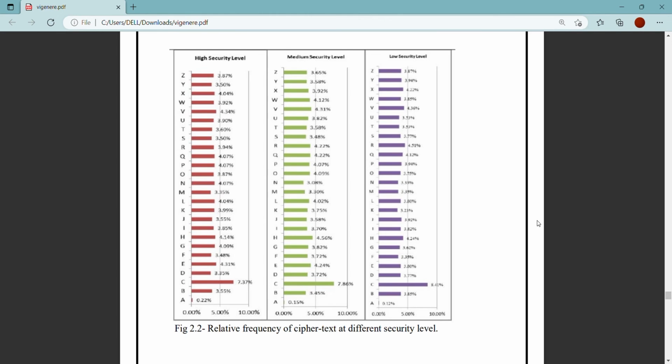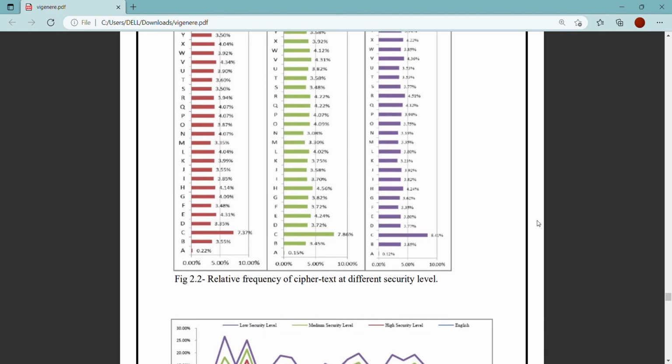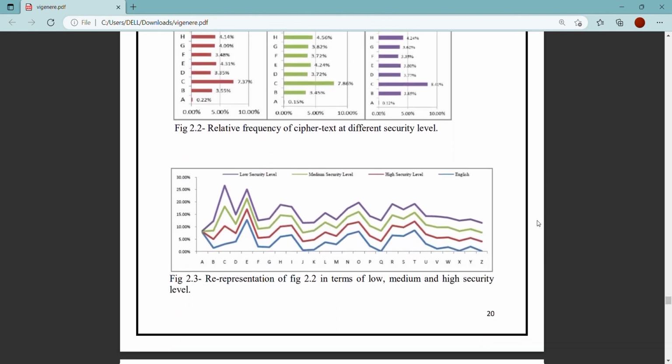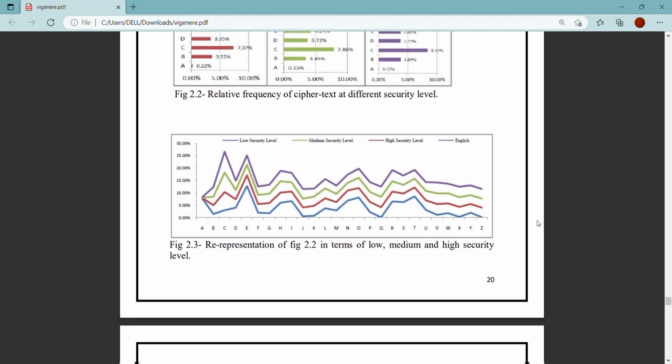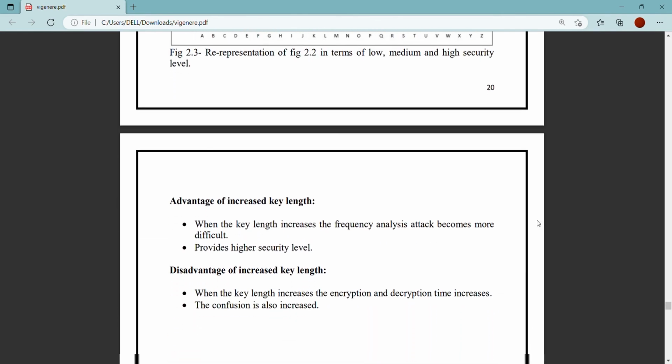The advantage of increased key length is that the frequency analysis attack becomes more difficult and it provides a high security level. Also, when the key length increases, the encryption and decryption time also increases. Hence, the confusion is also increased, which serves as a disadvantage.